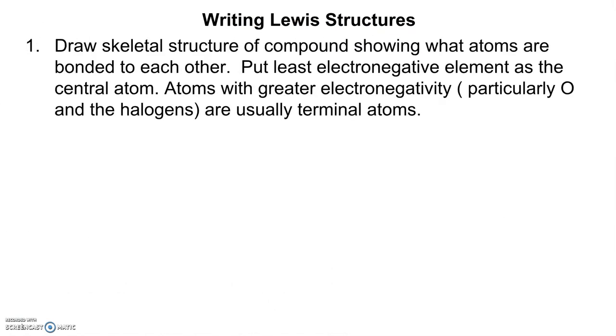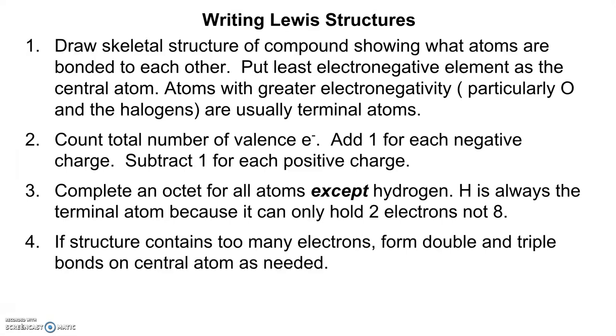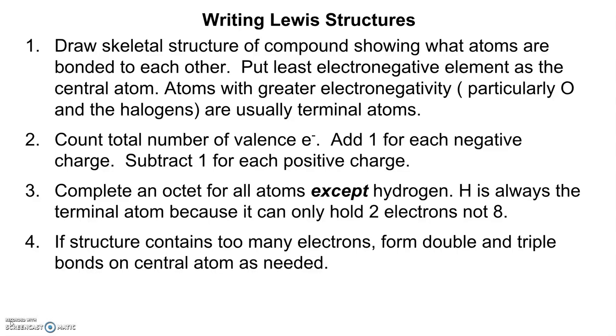Writing Lewis structures. When you draw a Lewis structure, here's a simple set of rules, okay? Take a moment, pause the video, and look at these rules. Now that you've looked at the 4 basic rules, let's look at the key parts. In 1, the major important thing is to put the least electronegative element as the central atom. Atoms with greater electronegativity are terminal atoms, except for, of course, hydrogen. Hydrogen only has 1 electron, so therefore it has to be a terminal atom, and that's in 3.